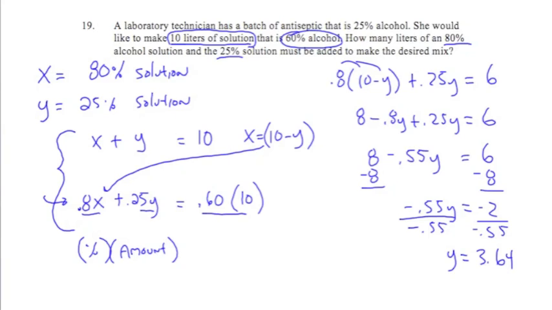So I found now the 25% solution, so I would say 10 minus 3.64, and that would give me my x value, which is 6.36.